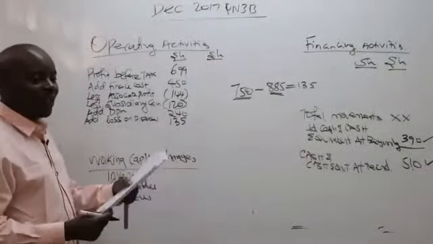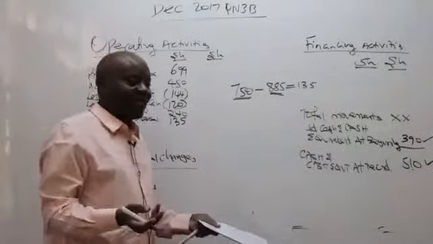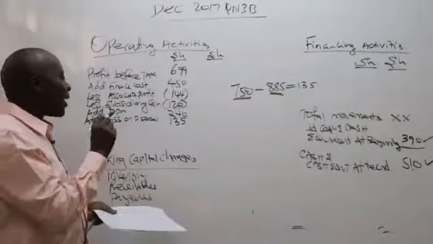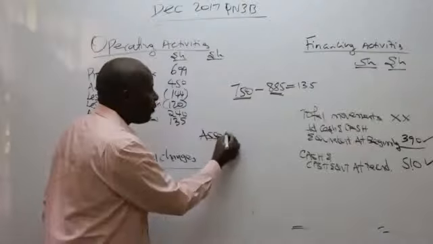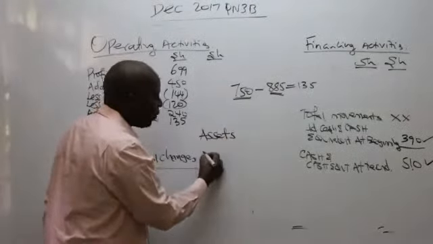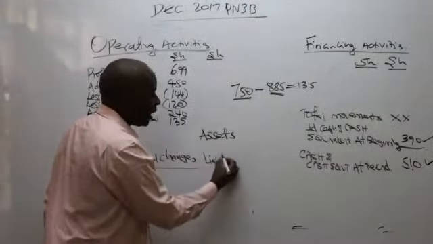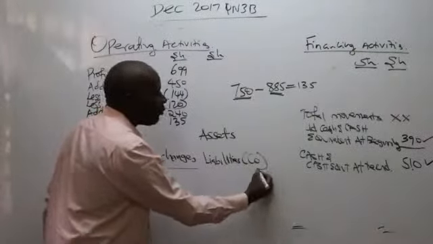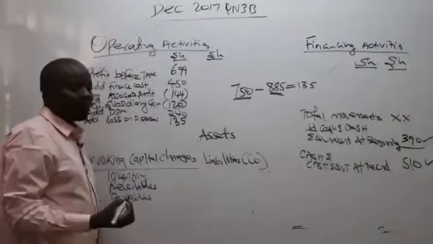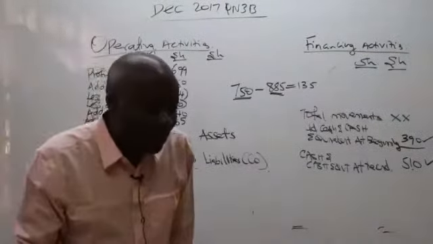Tuanze na inventory. This is very easy. What you're supposed to know in the cash flow statement, whenever you are dealing with assets, whenever you are dealing with liabilities, we always use the concept of commanding officer.